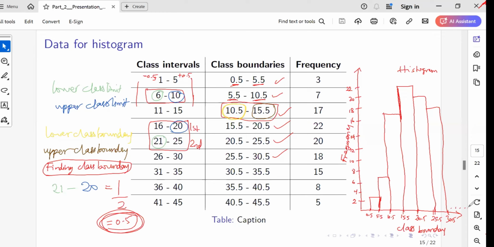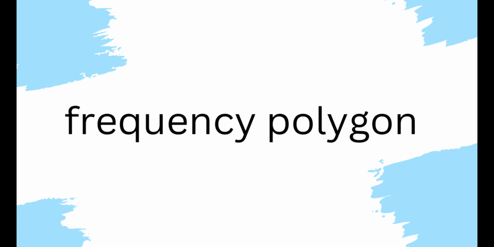But one thing to notice here is that for the histogram, because of the class boundaries, the bars are joined. They don't have any gaps between them, the way you saw it in the simple bar charts, or even the multiple, the component, the percentage bar charts. For a histogram, there are no spaces between the bars. It's because of the class boundaries. The end of one boundary is the beginning of the other boundary. Here the upper boundary for the first one is 5.5, and it's also the lower boundary for the next class.